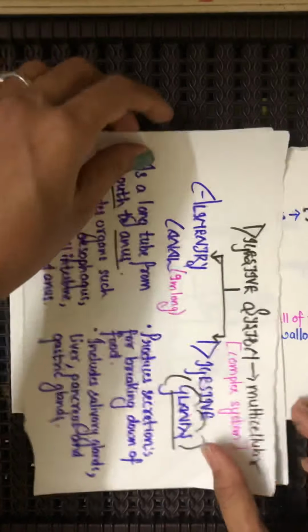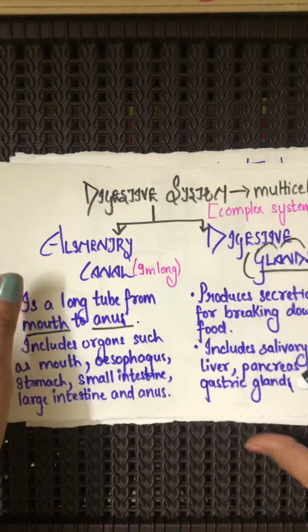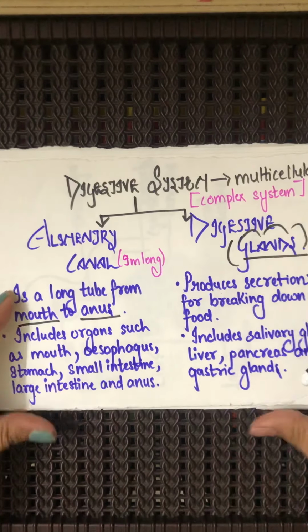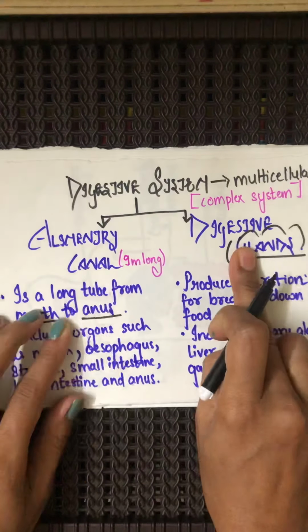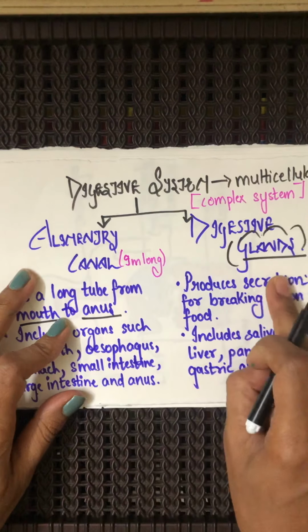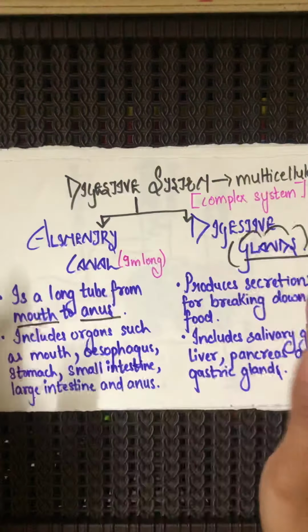So basically, the digestive system is divided into two, that is the alimentary canal and the digestive gland. It could be broadly classified as alimentary canal and digestive gland. What is the alimentary canal? It is a long tube from mouth to the anus, which includes various organs. Talking about the digestive glands, the glands are the organs which help in some kind of secretions, and this secretion helps in breaking down the complex food.